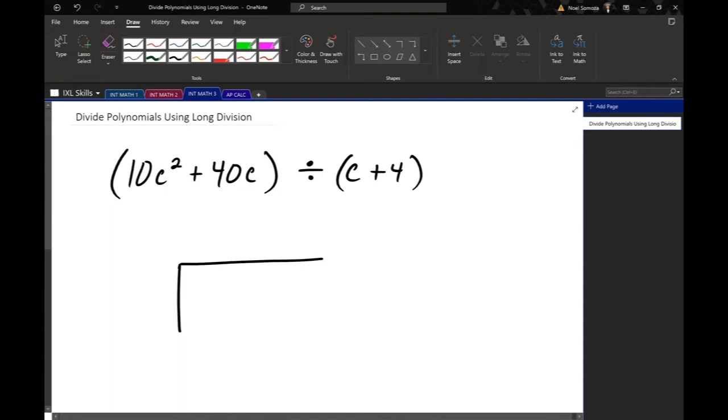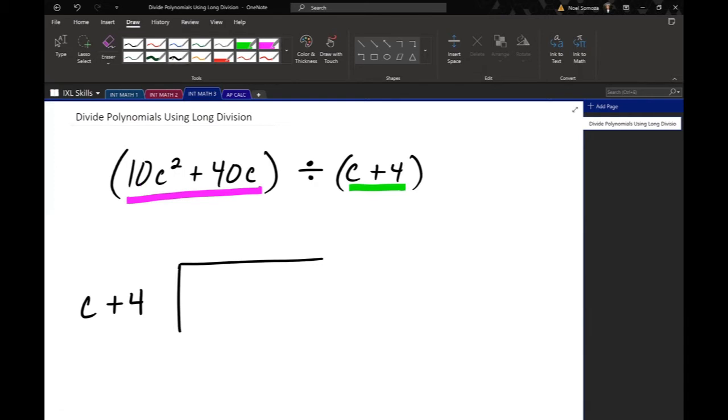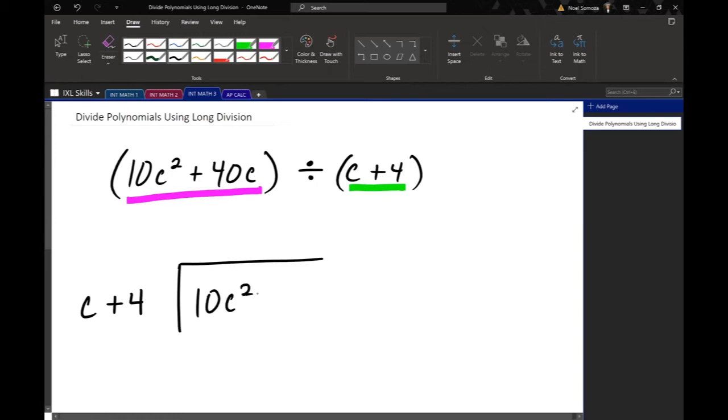Since we have 10c squared plus 40c divided by c plus 4, the divisor, which is c plus 4, is the one that's going to be doing the dividing. This term is going to be put on the outside of our division box. The dividend, which is the 10c squared plus 40c, that's what's being divided. That goes inside the box.